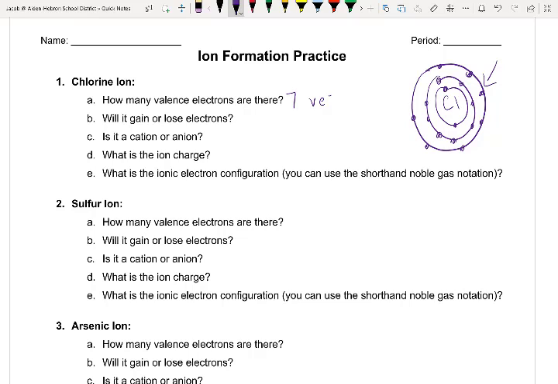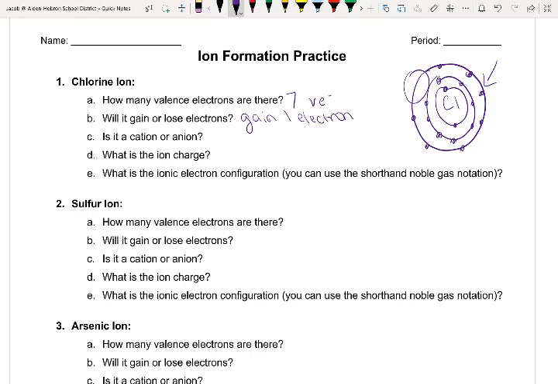Okay. So will it gain or lose electrons? Think about it this way. Is it going to be easier for it to gain that one empty electron space that it has open, or lose all 7 that it has on that shell? So obviously just gaining 1 is going to go a lot easier. So for this, it will gain 1 electron to get to that full shell.